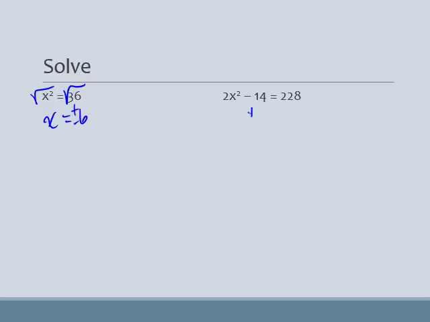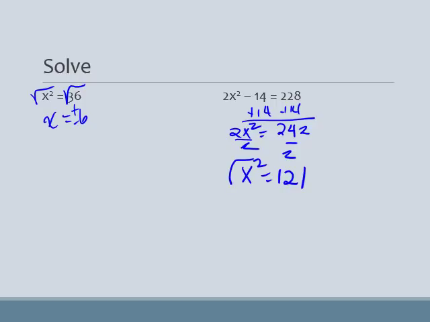In this case, we're going to add 14 to both sides, and we're going to get 242. 2x squared equals that. I'm going to divide everything by 2, so x squared equals 121. I'm going to take the square root of both sides, so x is 11, but again, we can't forget the negative, so we can write it this way. We can write it this way.